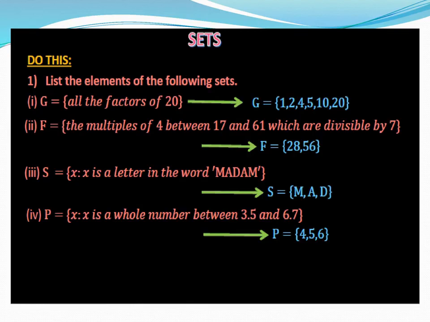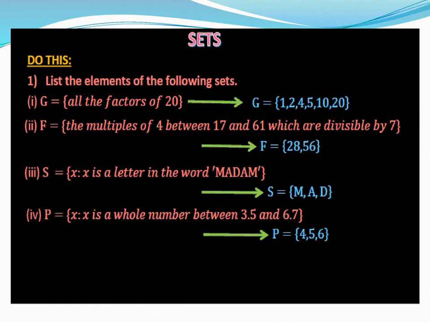Then third one is S equals to the set of X such that X is a letter in the word madam. We can write in the roster form S equal to the set of M, A, D. Why? Because M appears 2 times and A is 2 times. We need not write any element more than 1 time. You can write repeated elements only 1 time.